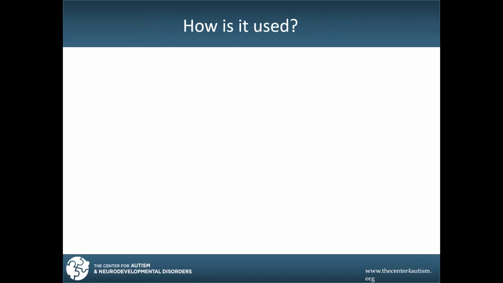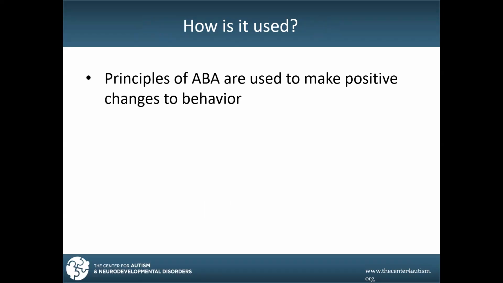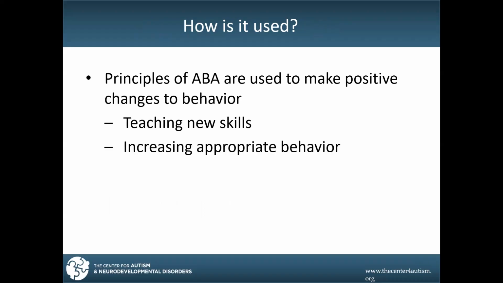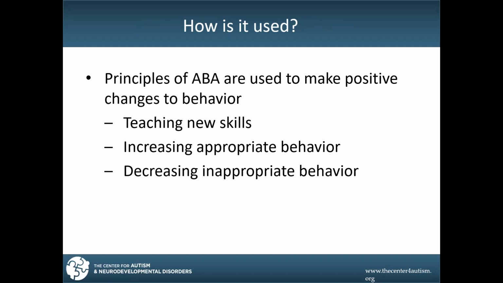So, how exactly is ABA used? The principles of ABA are used to make positive changes to behavior. This is done by teaching an individual new skills, such as communication or tolerance, thereby increasing appropriate behavior and decreasing inappropriate behavior. The ultimate goal in ABA is to enhance an individual's quality of life and promote their autonomy or independence.